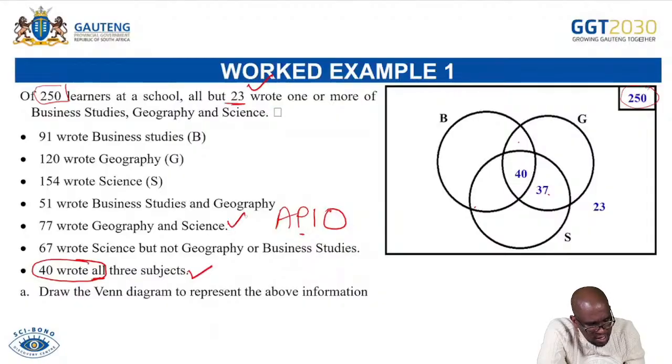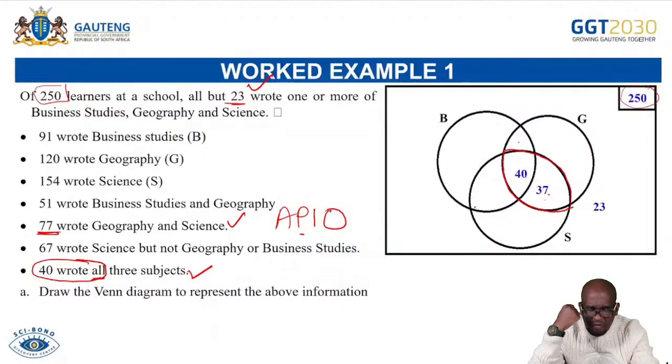It says 77 wrote geography and science. So if you check geography and science, the total should be 77. If you add 40 and 37, 77. They gave us 77, but we've already counted 40 of those. So we'll say 77 minus 40, which gives us 37. All right, moving on.